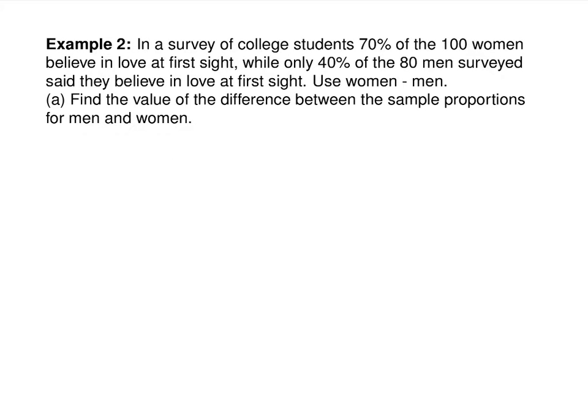In a survey of college students, 70% of the 100 women surveyed believe in love at first sight, while only 40% of the 80 men surveyed said they believe in love at first sight. Use men minus women. So we're going to find a confidence interval for this difference, and we'll just break it up into little pieces. So first, find the value of the difference between sample proportions for men and women. So P1 hat minus P2 hat. So we're going to do women first. That estimate of the population proportion is 0.7 minus 0.4 for an estimated difference of 0.3 or 30%.